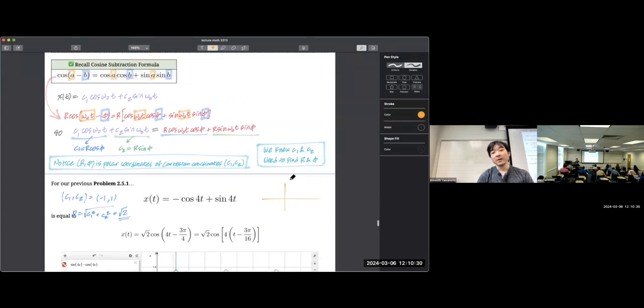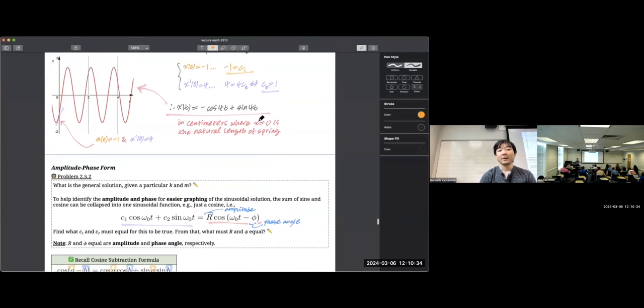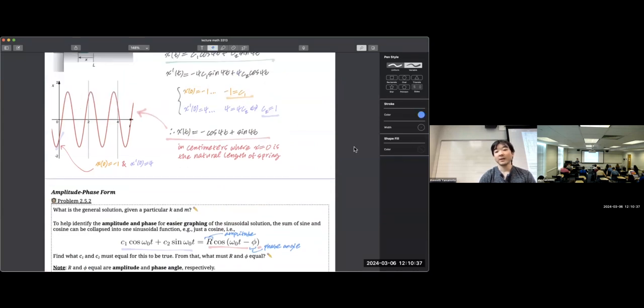and C2. So for the problem we just had, you could just read off right here that our C1 was equal to -1, because that's right here.